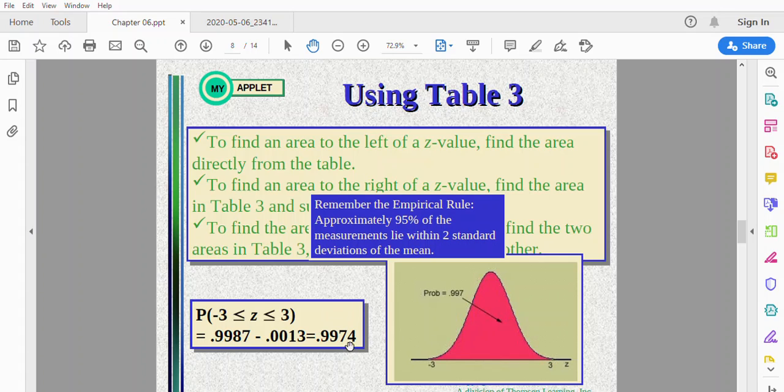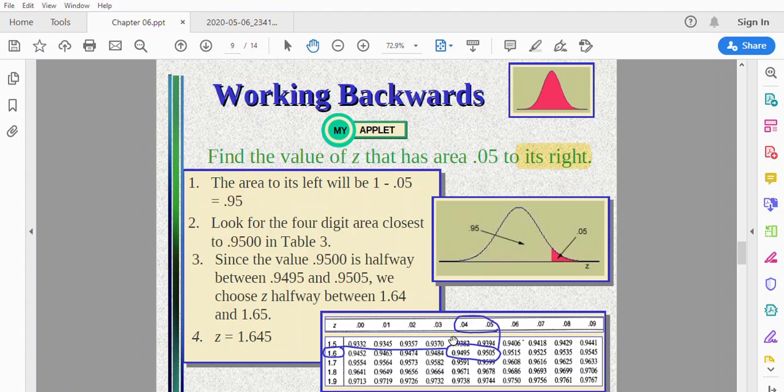For example, negative 3 to 3 actually contains a certain percentage of data, which if we times by 100, we will get 99.7 percent of data. Okay, so working backwards means how we want to identify the z value from the probability that is given.